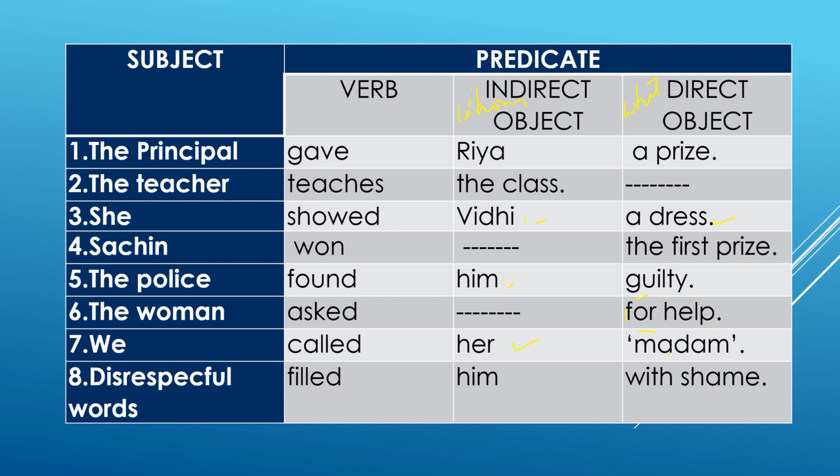Disrespectful words filled him with shame. So disrespectful words is our subject. Filled is the action word, which is the verb. And to whom? So him. So him is the indirect object, and with shame is the direct object.